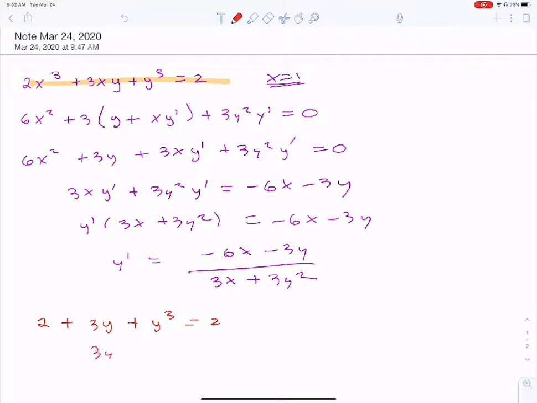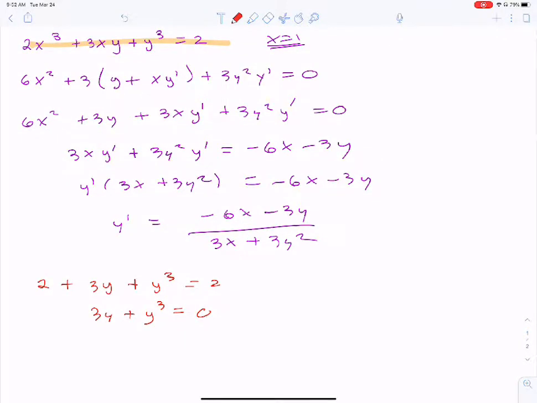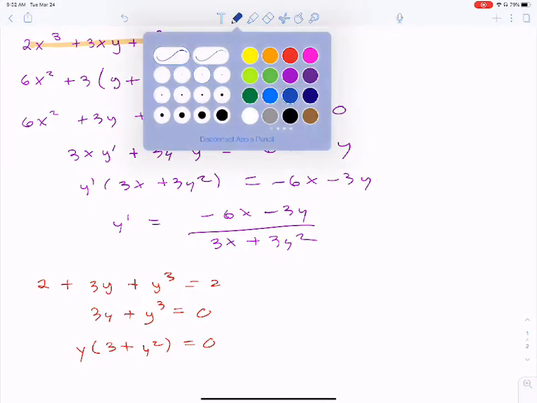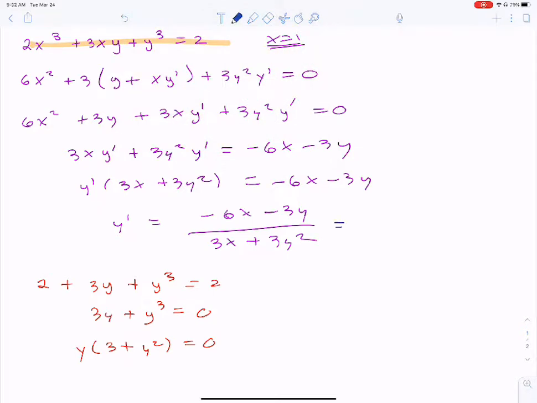So let's see, we get 3y plus y cubed equals 0. So from here, I'm going to pull out a y, so I get y times 3 plus y squared. So I think you guys would agree there's only one solution. y has to be equal to 0, since 3 plus y squared can't be equal to 0. So in this case, for my final answer, and of course, because it's multiple choice, I'd have to simplify it, but I'm going to be lazy and not. I'm going to say this is negative 6 times 1 minus 3 times 0 over 3 times 1 plus 3 times 0 squared, and I can simplify that.